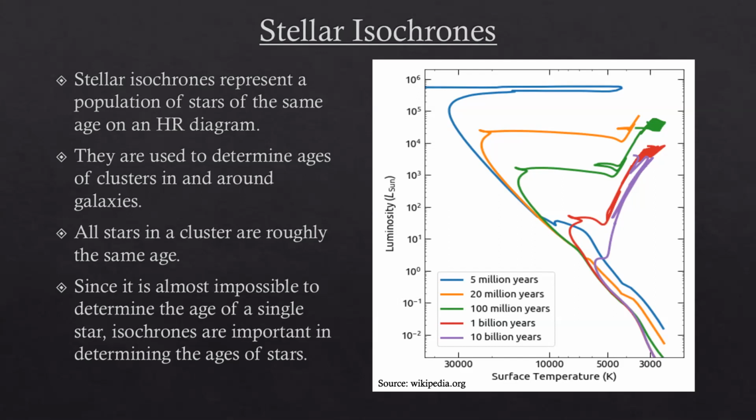And this is what a curve is supposed to look like for 10 billion years. This is for 1 billion years, and so on. And this one goes higher for 5 million years, because there are some stars which live very short lives but are very luminous as well. Those will be the more massive ones. So they're used to determine ages of clusters in and around galaxies, and all stars in a cluster are roughly the same age. That's why stellar isochrones are important. They're used for population studies.